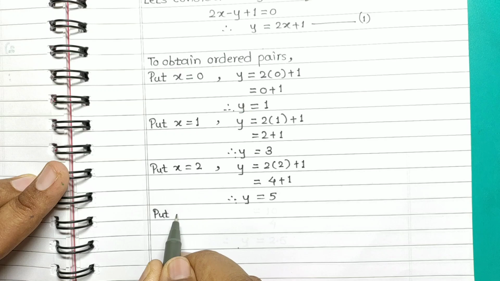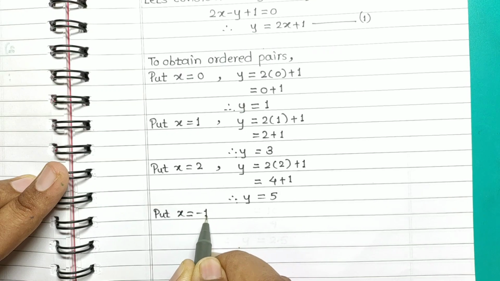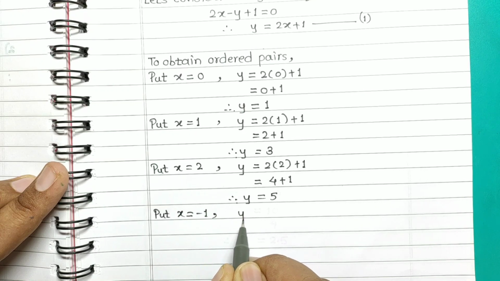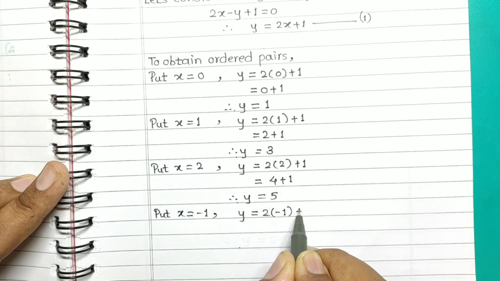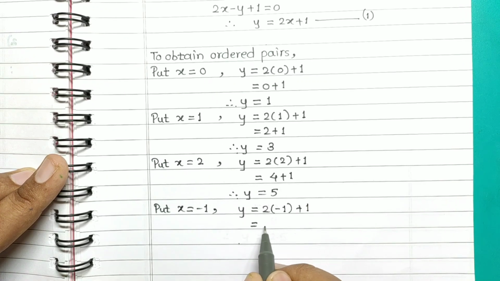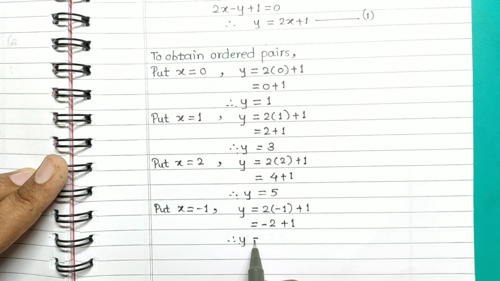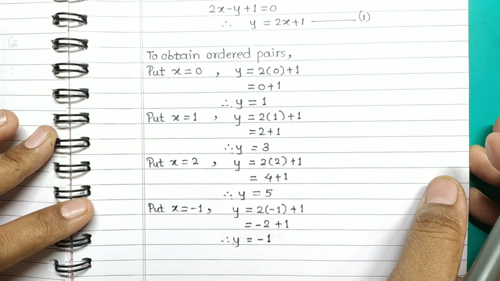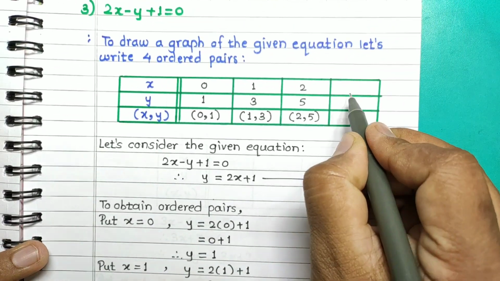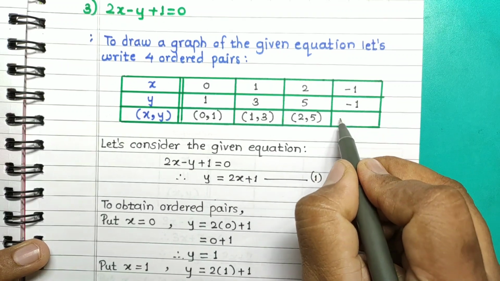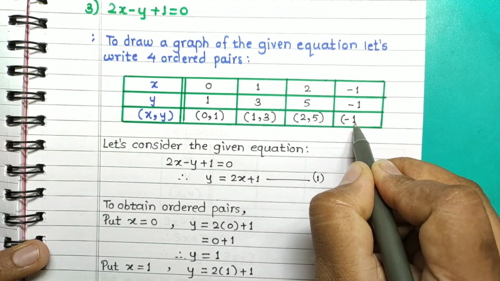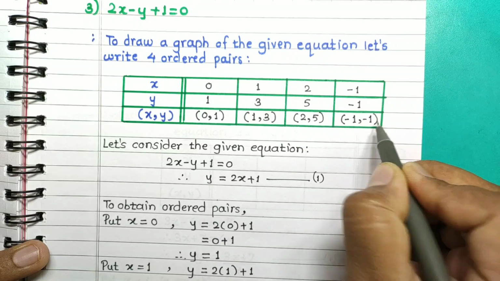Then to get one more ordered pair, put x is equal to minus 1 in equation 1 to get y is equal to 2 into minus 1 plus 1. So 2 into minus 1 is minus 2, plus 1, and therefore y is equal to minus 1. So for x is equal to minus 1, we have y is equal to minus 1, and the next ordered pair is (minus 1, minus 1).